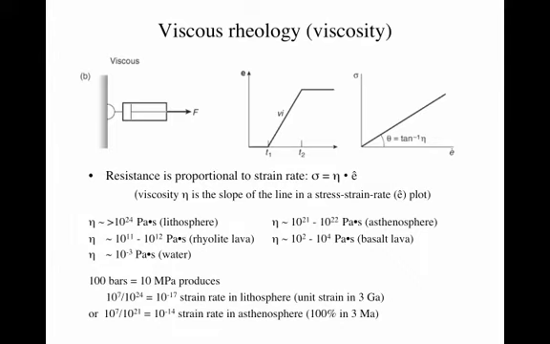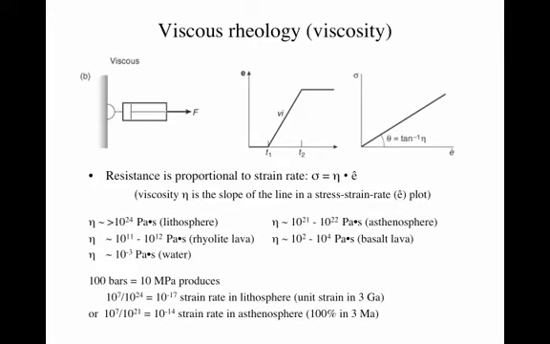If we look at some typical viscosities, we see lithosphere has a viscosity that's greater than 10 to the 24 Pascal seconds. The oceanosphere is slightly smaller. A rhyolitic lava is about half the viscosity of the lithosphere. A basaltic lava, less so. And then very low viscosity, 10 to the minus 3 Pascal seconds for water.